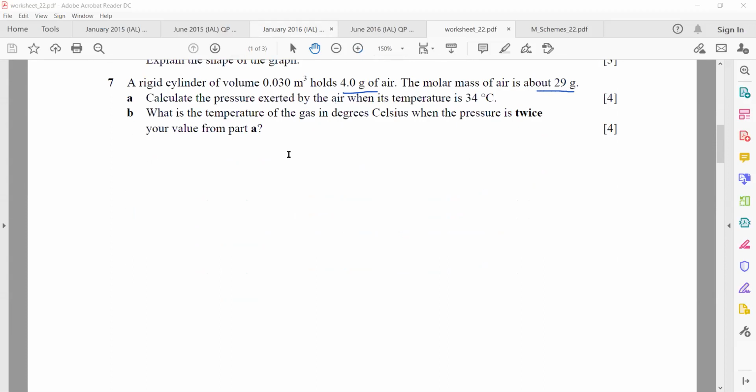To use the general gas equation, we have PV equals nRT. P is the pressure which we are finding. V is the volume, and here the volume is already given in meter cube, so we don't have to convert. That's equal to 0.03 meter cube. R is the general gas constant, which is 8.31 joule per mole Kelvin. T is the temperature, given in degree centigrade, which is 34 here. So we add 273. So 34 plus 273 equals 307, which is in Kelvin.